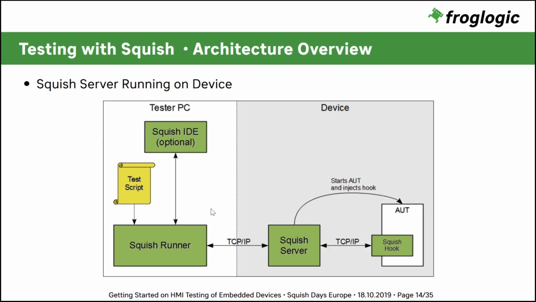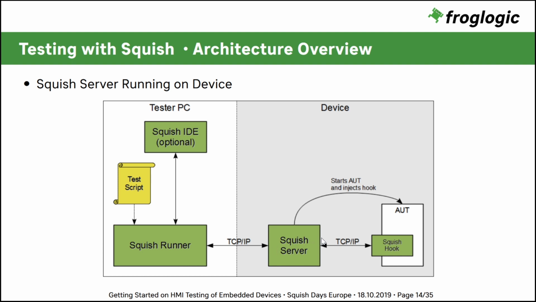So if you can run external processes on the embedded device, then the most convenient thing is to run the Squish server there as well. So on the embedded device you run the Squish server, your application, and the hook. And on the tester PC you run the Squish runner, and then if you want you can also run the Squish IDE, or maybe you can use the Jenkins plugin or even run the Squish runner from the command line tool. So in that case, these 2 components are on one side and these 3 are on the other side. For the communication between devices, Squish uses the TCP/IP protocol.